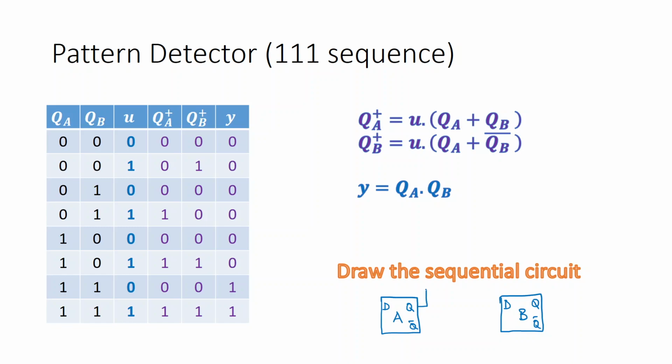QA or QB, and this has to be ANDed with U, which is going to D. So the U signal is here, and that is going here. What is QB plus? QA or QB bar. So QA is here, it has to be ORed with QB bar and then ANDed with U.